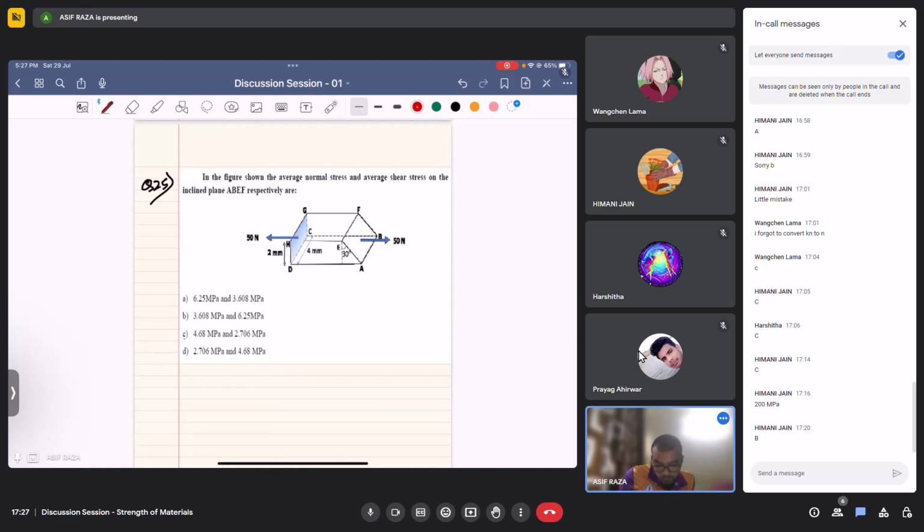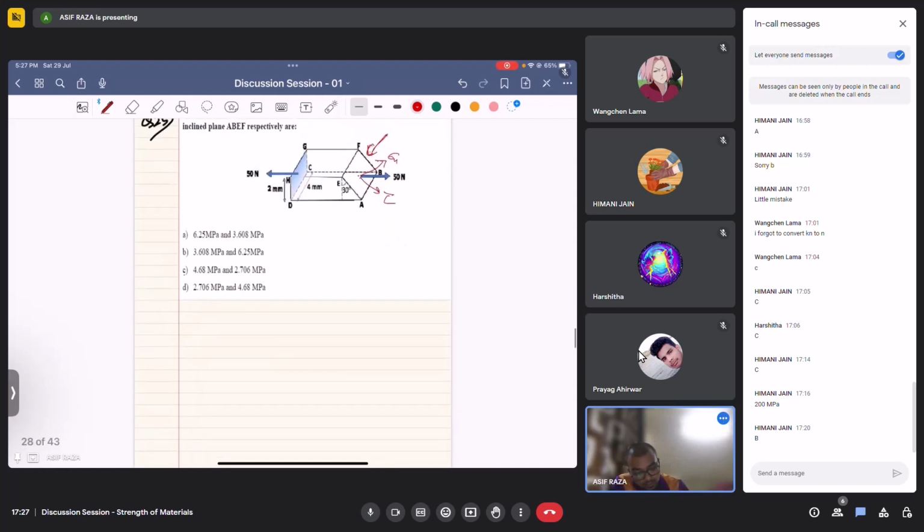Okay, this question: in the figure shown, the average normal stress and average shear stress on the inclined plane ABEF respectively are. So in this cross section we need to find the normal stress. In this inclined plane, there is a sigma n, that is a normal stress, and tau, shear stress acting on this plane. So the question asks what are the values for those stresses. Let's try to solve that.